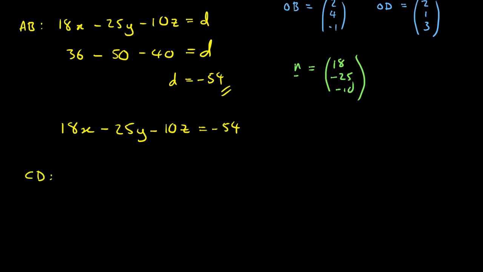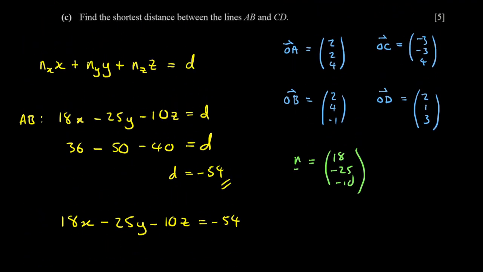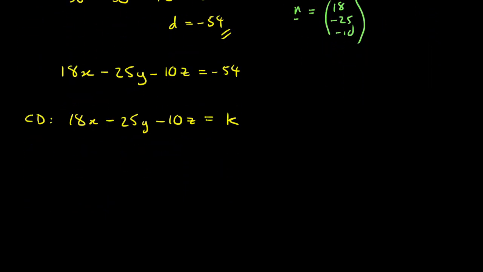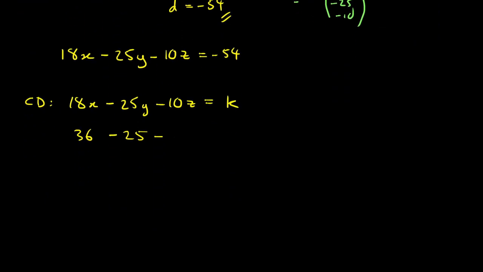And I'm going to do the same thing for CD. So CD is 18x minus 25y minus 10z equals, I'll use a different letter, call this k, it doesn't really matter. And I'm going to substitute in a point. Let's substitute in the point D, which is (2, 1, 3). So I get 18 times 2, which is 36, minus 25 times 1, which is negative 25, minus 10 times 3, which is minus 30. So k is equal to 36 minus 25 minus 30, and that's negative 19. So k is equal to negative 19.